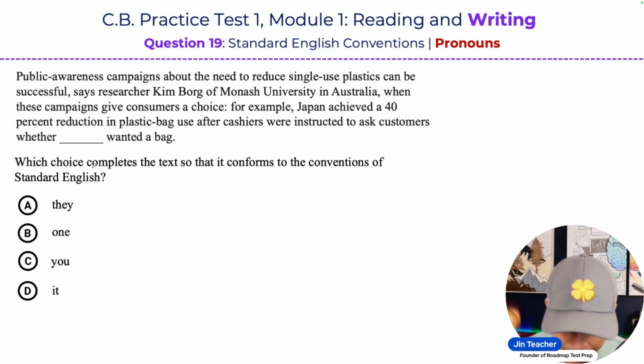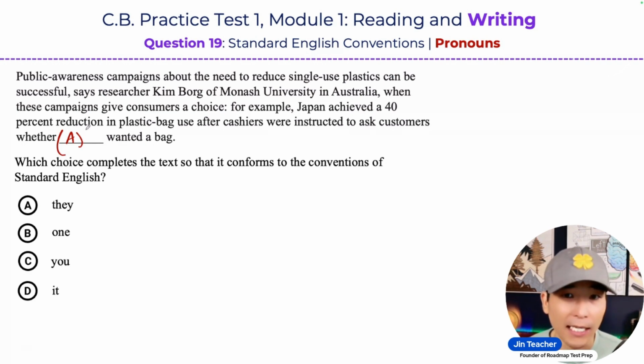So another tip here is, when you're reading the passage the first time through, plug in answer choice A in the underlined blank. Even if it's wrong, just plug it in. I've seen a lot of students just read it like a blank. They'll read it like "to ask customers whether blank wanted a bag," but that doesn't make any sense to me. Don't do that. Actually plug in answer choice A and then read the sentence to the end.